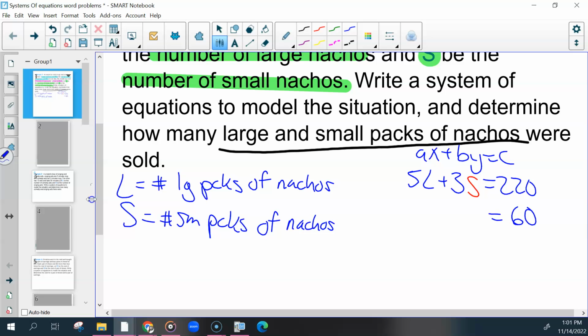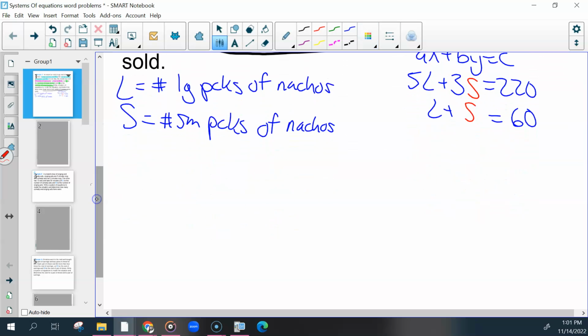L and S. Mm-hmm. So because L and S represent what this is talking about, those are the two things that are going to be added together here. So sometimes your variables will have numbers, sometimes they won't. But it's still in that AX plus BY equals C format. Okay. Questions so far?